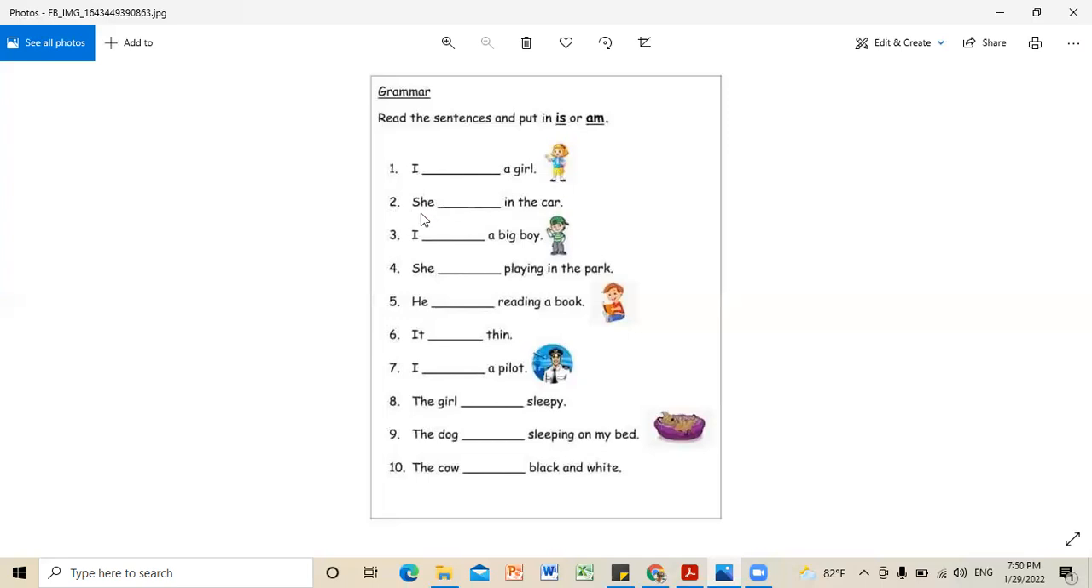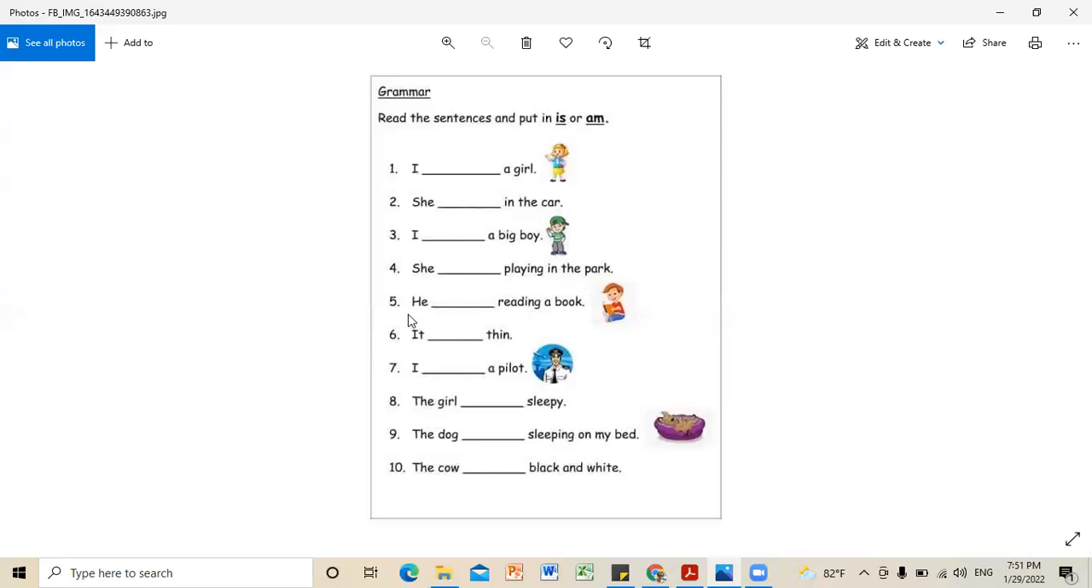Right. Okay. Second one. Can you try the second one? She is in the car. Is. Yes. She is in the car. Very good. Third one. I am a big boy. Am. Yes. Very good. Fourth one. She is playing in the park. Is. Yes. She is playing in the park.